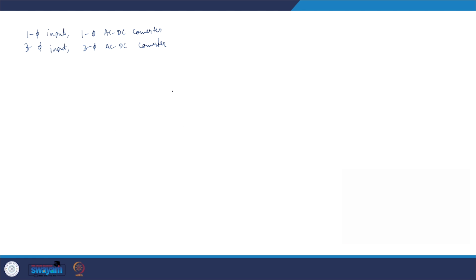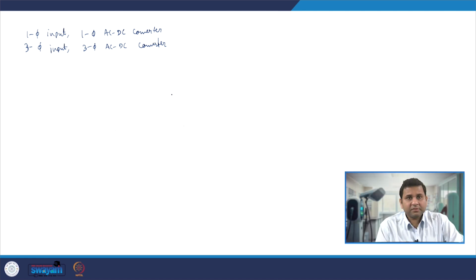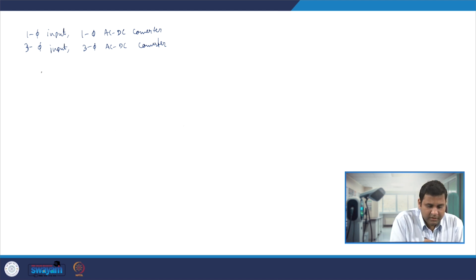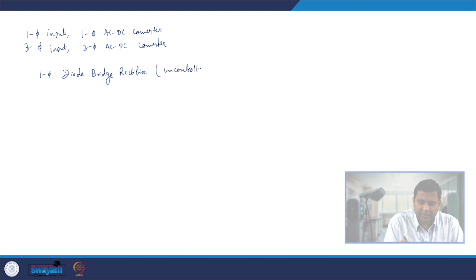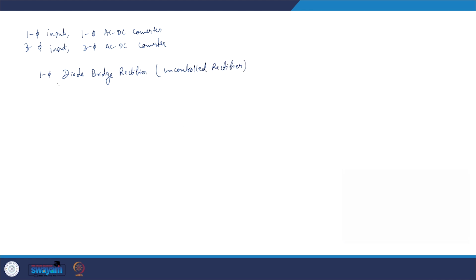So, let us focus our discussion on a single phase AC to DC converter, and the simplest form of AC to DC converter is nothing but the single phase diode bridge rectifier, which is also called the uncontrolled rectifier. We will discuss why it is called uncontrolled rectifier. And in this single phase diode bridge rectifier, we have two kinds of rectifier.